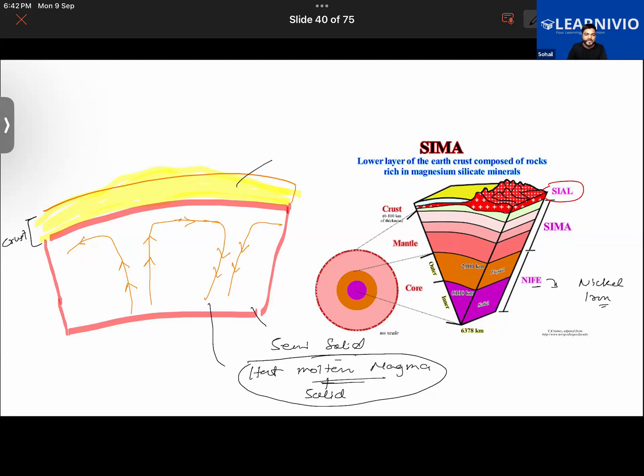Every year the plates are moving. At some places they are colliding into each other by a few millimeters every year, and at some places they are moving away from each other. So every year it is about a few millimeters, not a meter or a kilometer. Getting it?